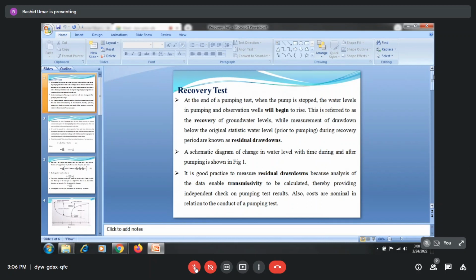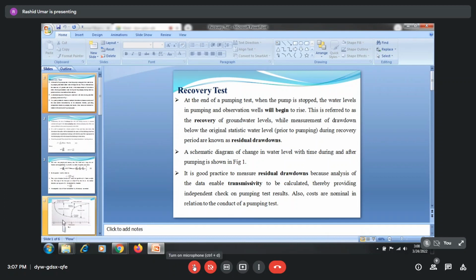In response to that stress of pumping, water is coming to the well and the level is going down. But in case of recovery, it is a natural response of the aquifer. You are creating a cavity or a depression, and that is naturally going to fill up by the smooth flow of water. So the data which we obtain by recovery is considered superior. And moreover, it provides an independent check on the transmissivity data which we have obtained from the pumping test.